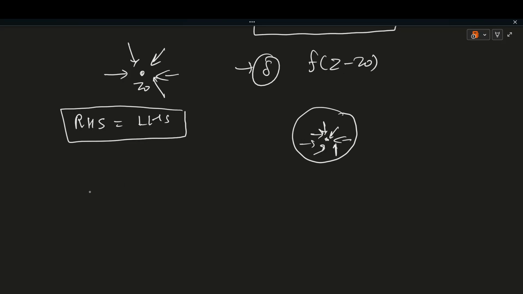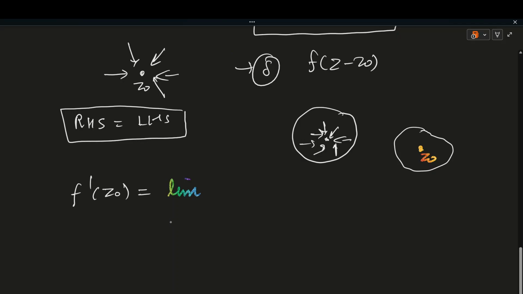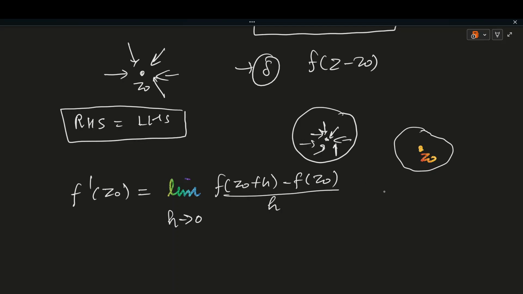So from a differential point of view, if I ask you to calculate f dash z naught, it means there is some region in this complex plane and there is some function f z. I am saying calculate the differentiation of this function at z naught. What we will do is take the limit h tends to 0, f of z naught plus h minus f of z naught by h. This is as simple as what we know from the real analysis part.